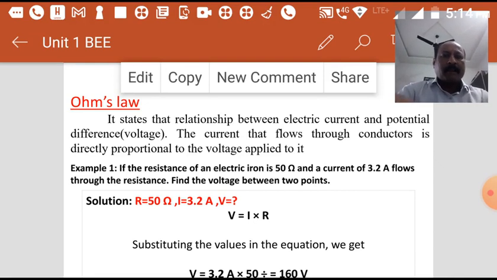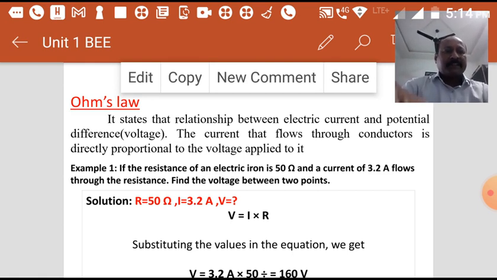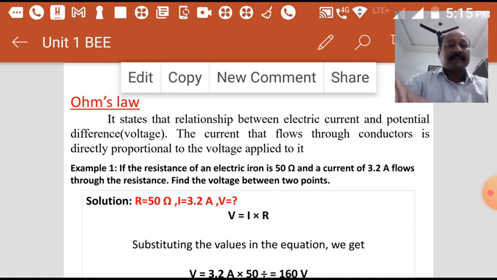Today, our next point of the syllabus is nothing but Ohm's law. So, what is Ohm's law? Ohm's law states the relation between electric current and potential difference, that is, the current that flows through a conductor is directly proportional to the voltage applied to it, but the physical condition remains the same.